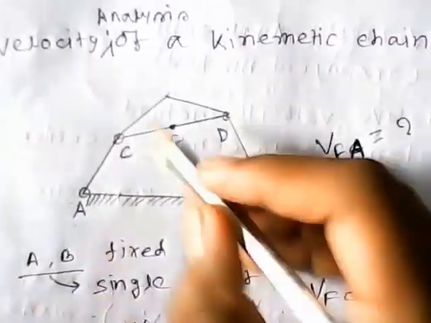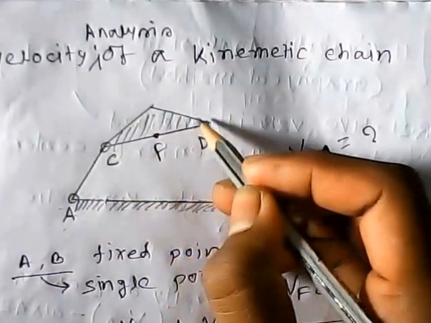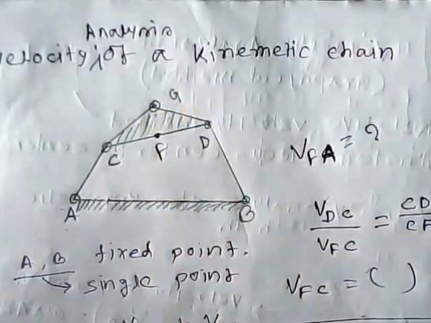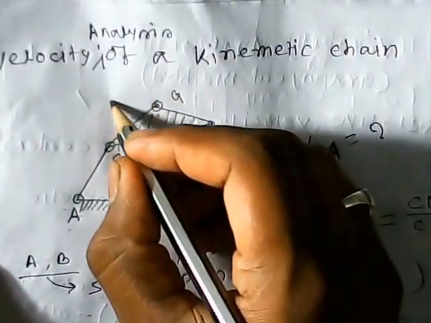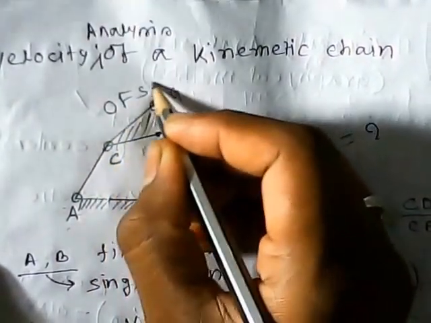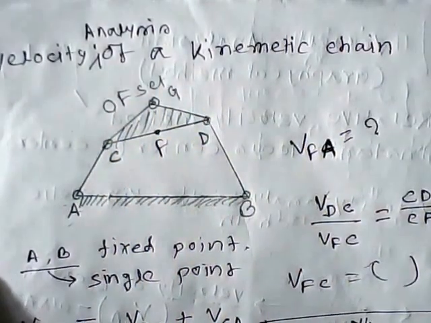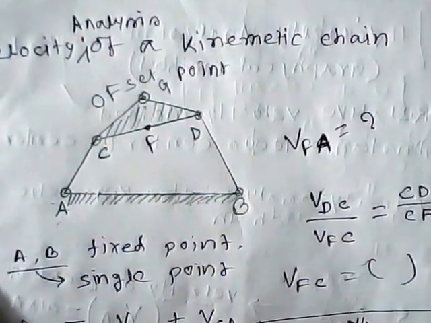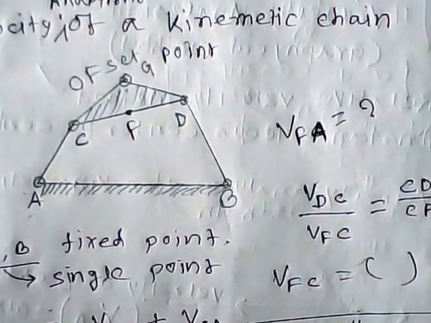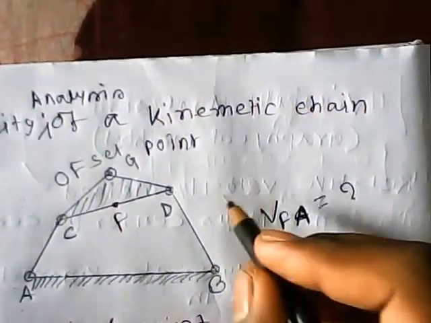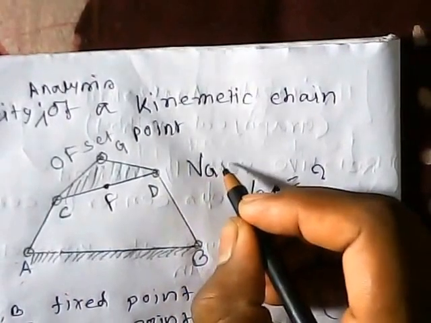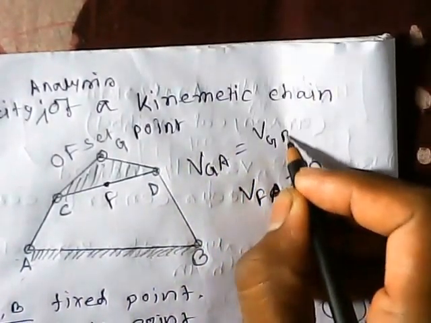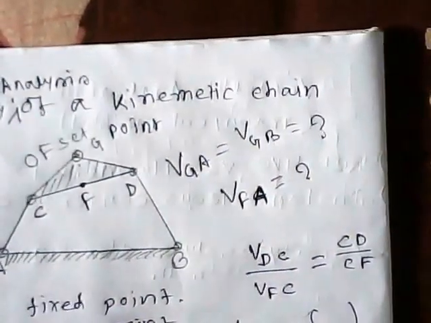Now suppose the link CD is a ternary link, and we have to find the velocity of point G. Here point G is an offset point. Velocity of G with respect to point A or velocity of G with respect to point B we have to find.